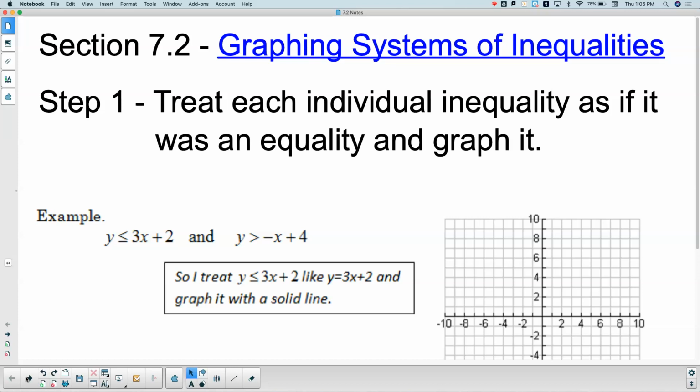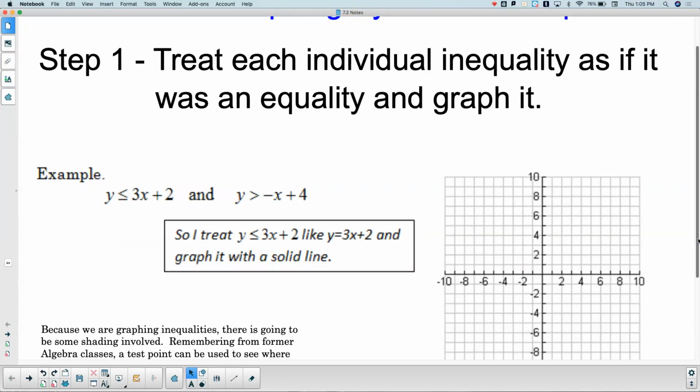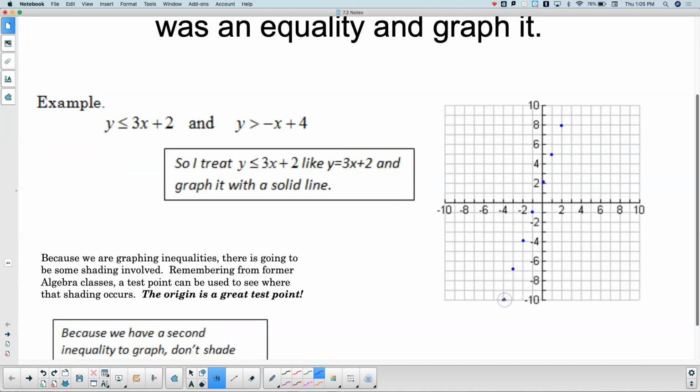So on this first example, on the front side, y is less than or equal to 3x plus 2. I treat that like y equals 3x plus 2, and I'm going to graph that on my graph with a solid line. Y equals 3x plus 2 has a y-intercept at positive 2, and from there then we have a slope of up 3, right 1, or down 3, left 1. That gets graphed with a solid line.